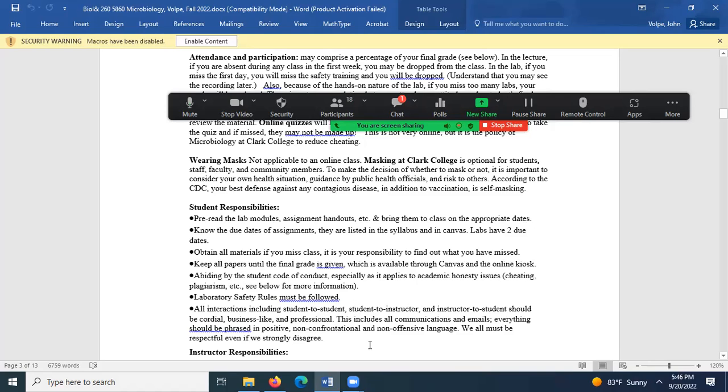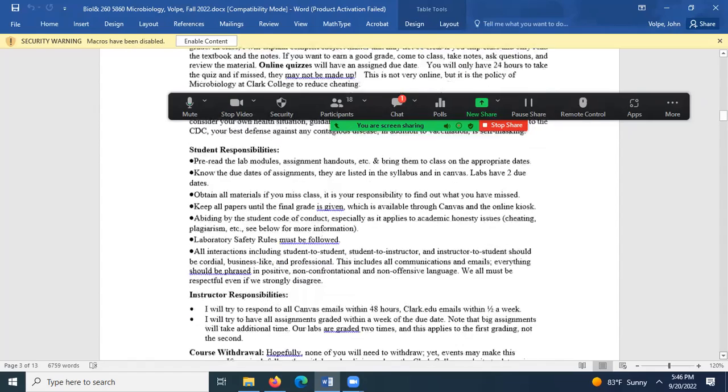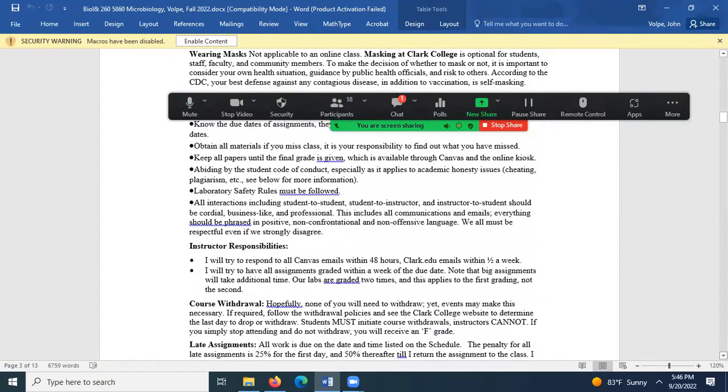All interactions must be professional, either between student and student, student and instructor, and instructor to student. This means no flaming, no cursing, keep everything respectful. Everything should be phrased in positive, non-confrontational, non-offensive language. And that includes me too. If ever I get defensive or confrontational, let me know, and hopefully I'll calm down.